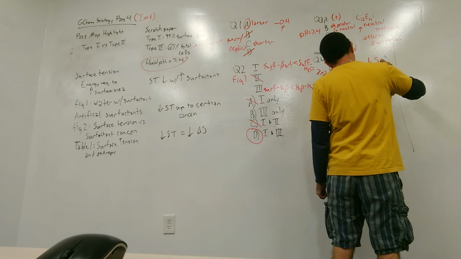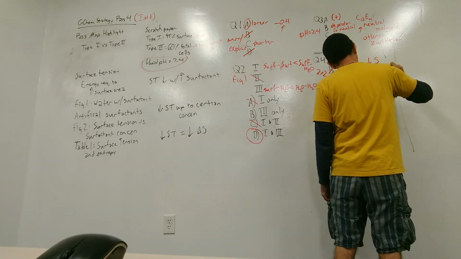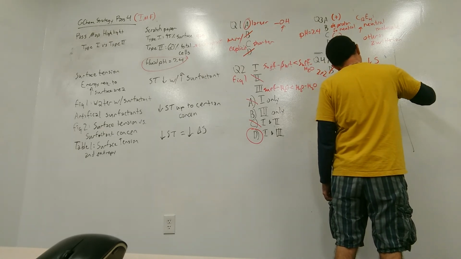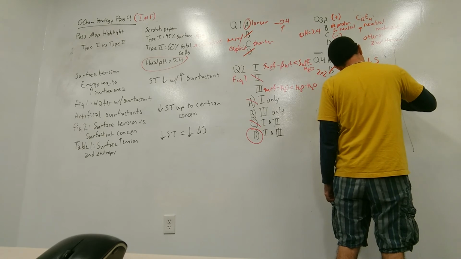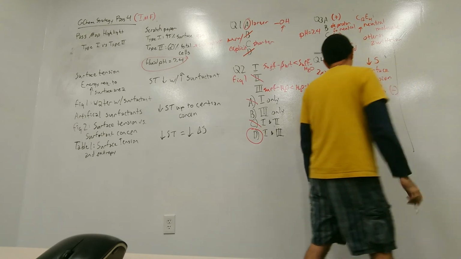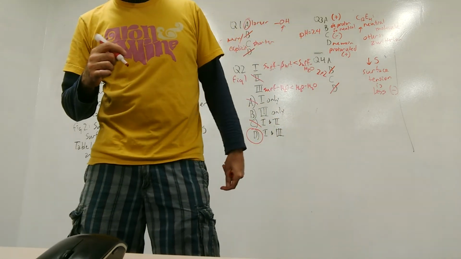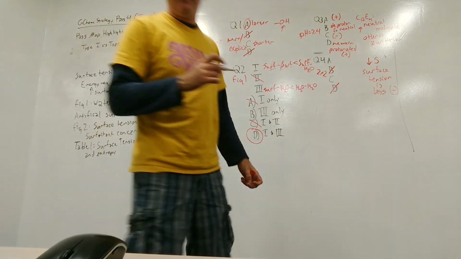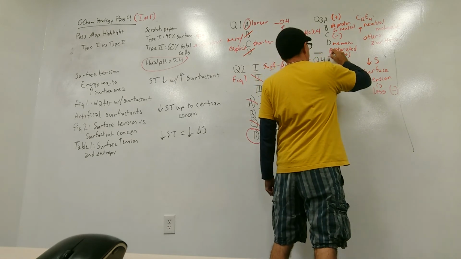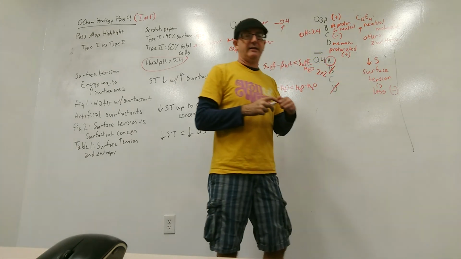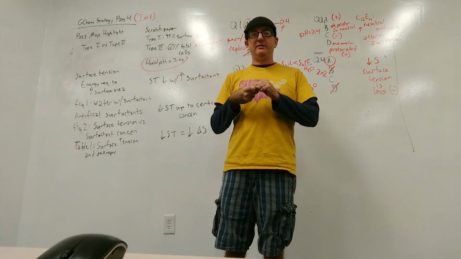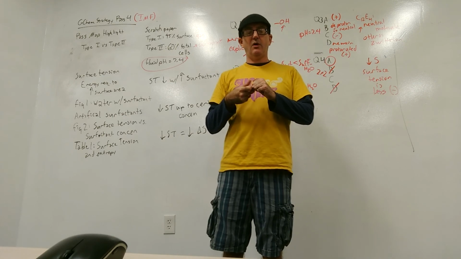So the surface tension is less negative. So, of course, since it's less negative, it is in effect decreasing. It becomes less negative. Not decreasing, becomes less negative. And A is our correct answer. Questions on that passage? All right, great.